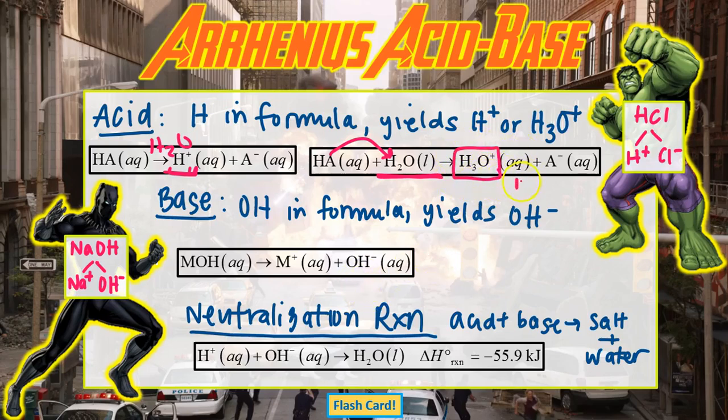This hydronium ion is simply H2O with another proton attached, or another H plus. And then once this H plus is gone, you're going to be left with A minus, which we'll talk about as we get more definitions later on. So that is what an acid is.